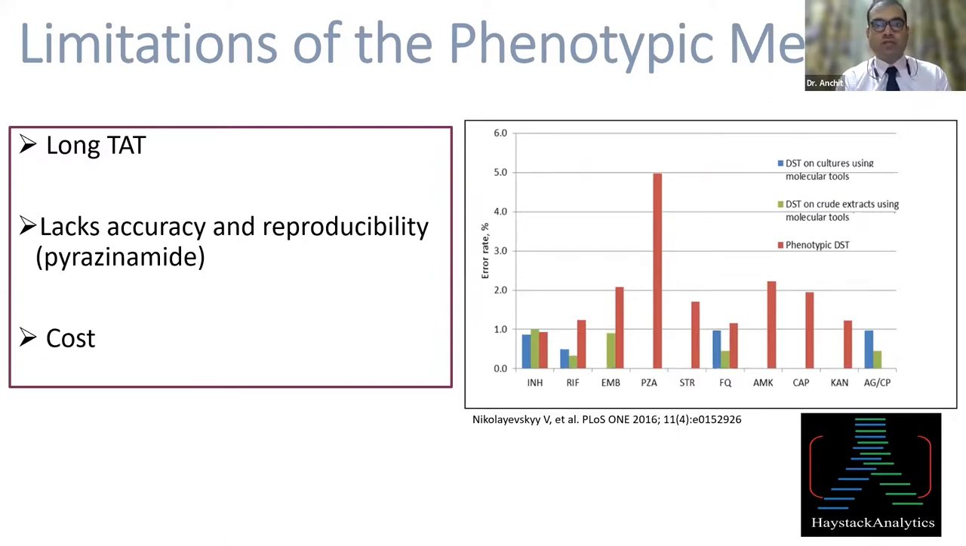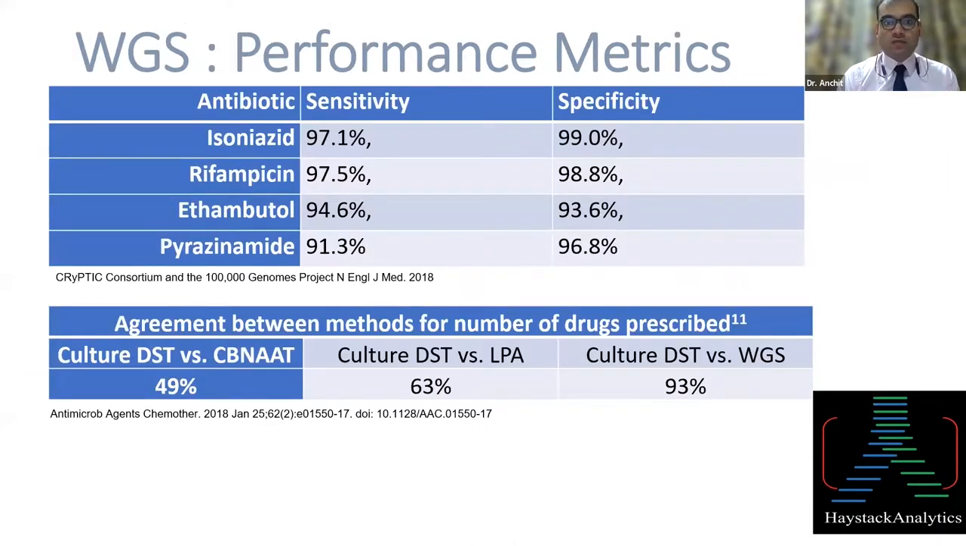So while we do all these phenotypic methods, we are hindered by the inability to get timely reports. And all the drugs are again not covered by phenotypic methods. Like I told you before, only 14 drugs. So there's a lack of accuracy and reproducibility, and then the cost factor is also there. With whole genome sequencing, you can see that almost all the antibiotics have a very high profile for sensitivity and specificity. All of them are above 90%. There's also a very good agreement, more than 90%, between what we see in the culture DST versus whole genome sequencing, as compared to DST versus LPA and DST versus CBNAAT.